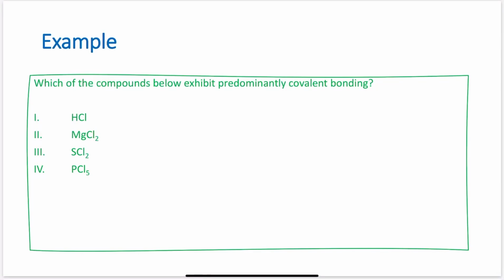Which of the compounds below exhibit predominantly covalent bonding? Now, you should be able to predict this on your own, not given electronegativity numbers, okay? But if you did have them, it's a little bit easier. So I'm going to do them with electronegativity numbers, but then I'm also going to talk you through the trends of it.